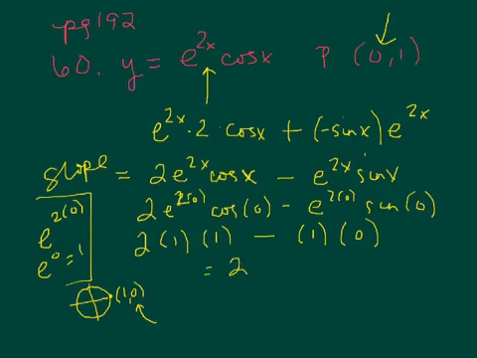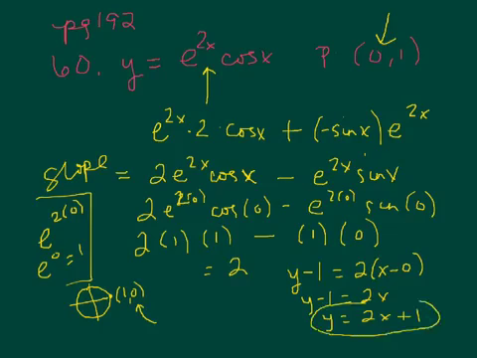Now that I know the slope, I do y minus the y value equals the slope times x minus the x value. Y minus 1 equals 2x. Add the 1 to the other side, y equals 2x plus 1. And that is your tangent line.